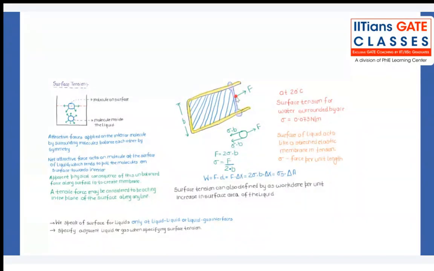Let us say you dip this wire into a soap film. You have some soap in the bucket, you dip it and you take it outside. So what will you see? You will see two surfaces which form of the soap, one on the inner side of this, which I am showing, and one on the other side. So there will be two soap films forming, one on this side and another on this side.